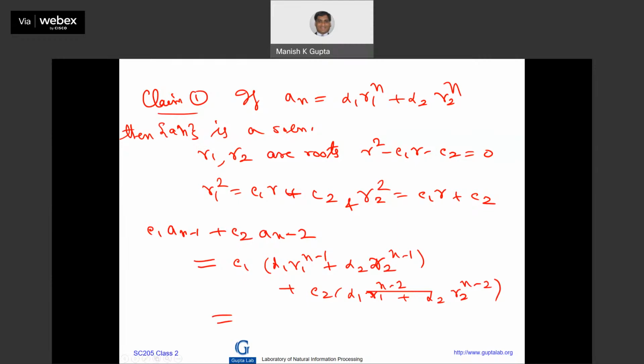सिंप्लीफाई करके कितना आएगा ये? Alpha 1 r1 raised to power n minus 2 times c1 r1 plus c2, plus alpha 2 r2 raised to power n minus 2 times c1 r2 plus c2. Now c1 r1 plus c2, from here r1 है, sorry, हाँ?